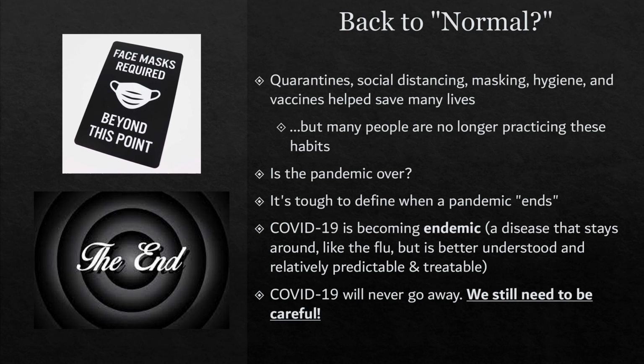Now, when we think about pandemics and epidemics, we have this idea that there is an end to them at some point. And it's very difficult to define when a pandemic actually ends. For the COVID-19 pandemic in particular, we do know that quarantine at the beginning of the pandemic, the practice of social distancing and masking, having good hygiene, and getting vaccines and boosters, all of these practices helped to save a lot of lives. But of course, a lot of lives were still lost.